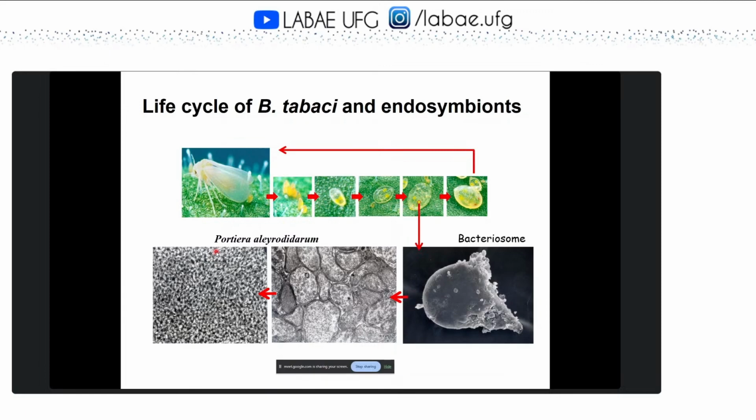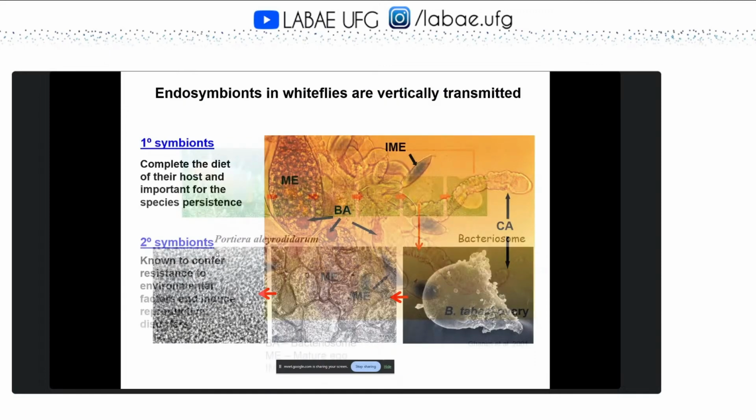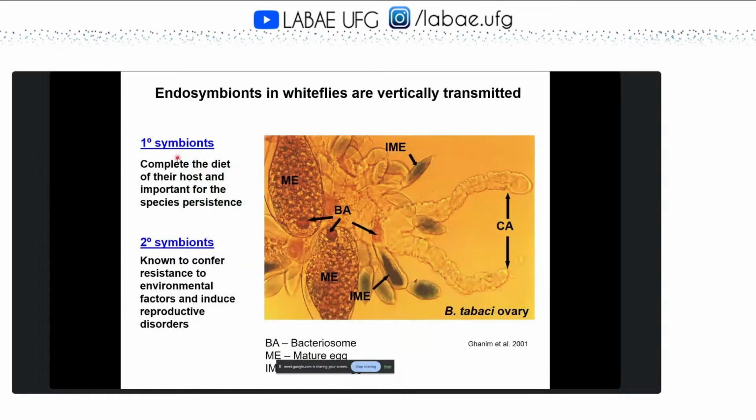But we distinguish between primary symbionts and secondary symbionts. The primary symbionts usually complete the diet of their host, and they are very important for the species' persistence. Because whiteflies and many other sap-sucking insects feed on the phloem, they feed mostly on sugars, and they lack many of the essential substances such as amino acids, and those symbionts synthesize those amino acids for them. And that's why they are housed strictly in those insects.